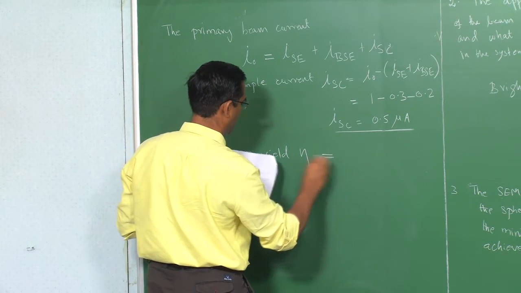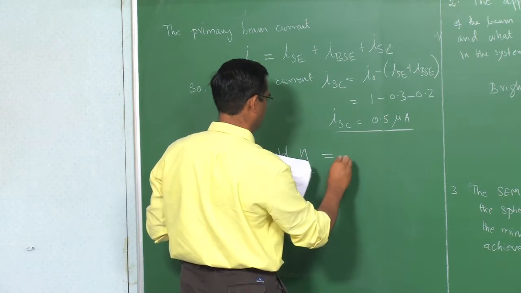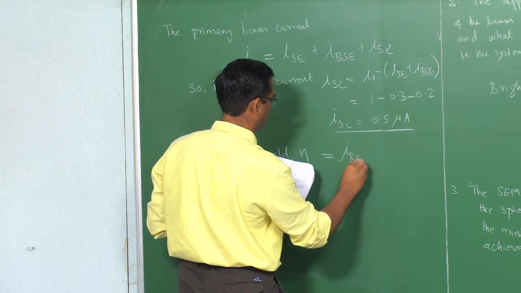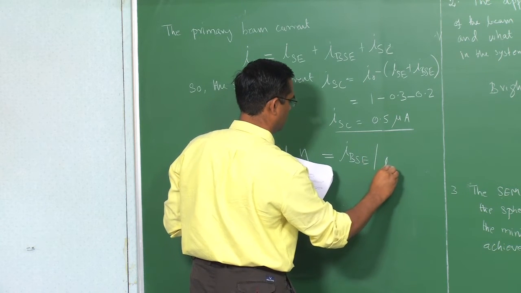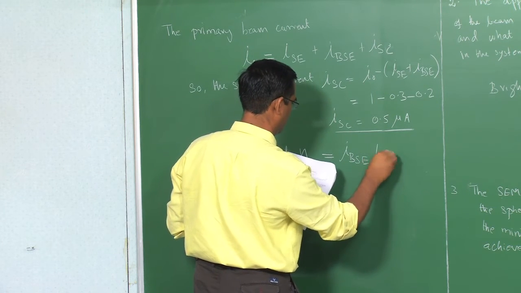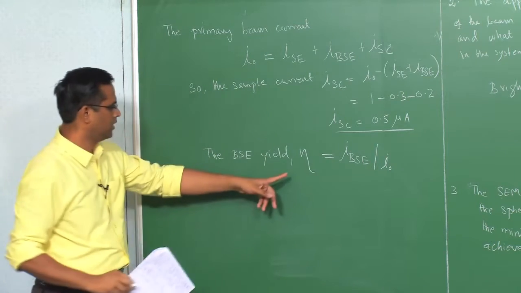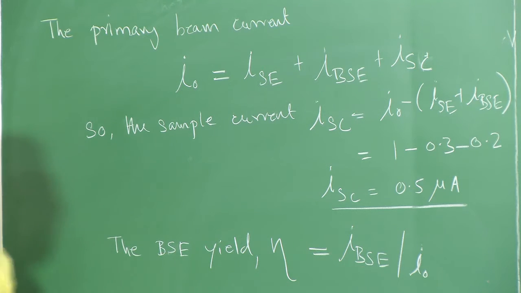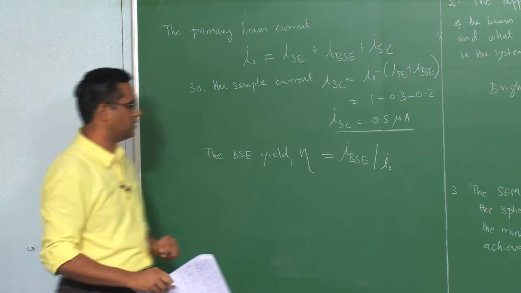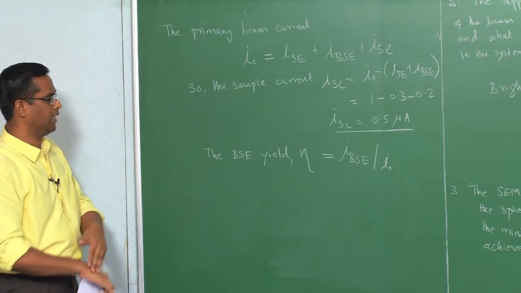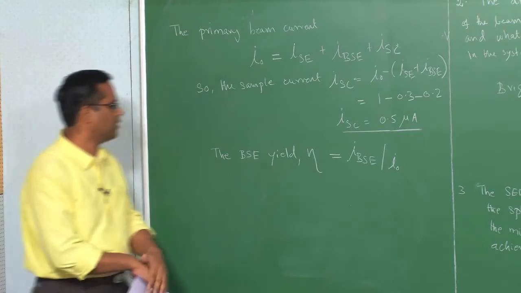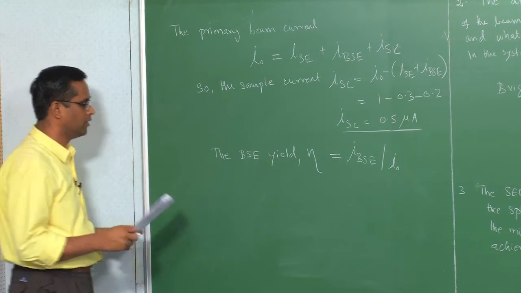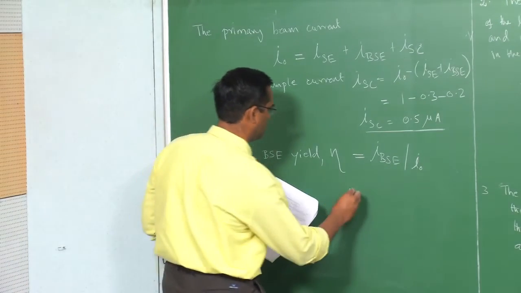The second question is the backscattered electron yield, which is given by eta equal to I BSE divided by I naught, that is, the backscattered electron signal current divided by the primary beam current. Again, we can simply substitute this.